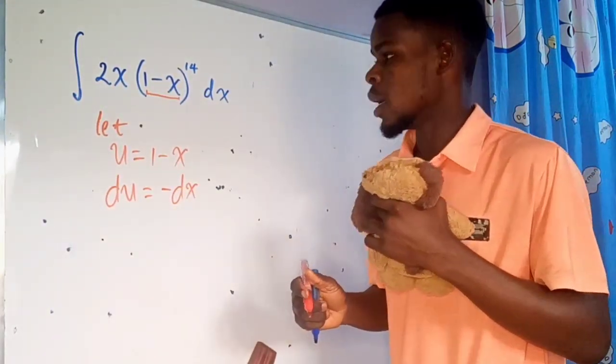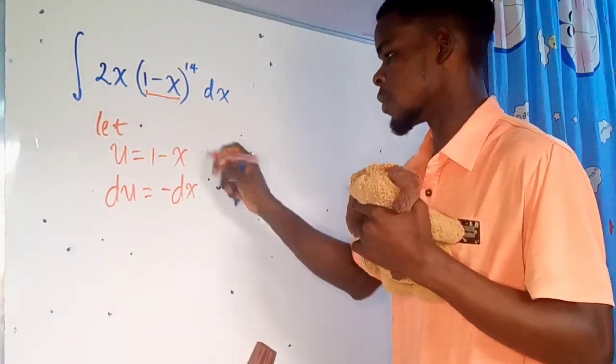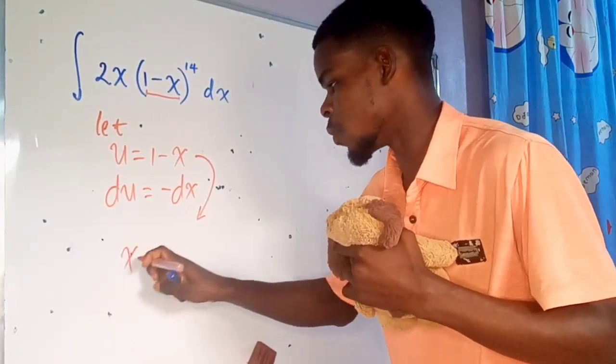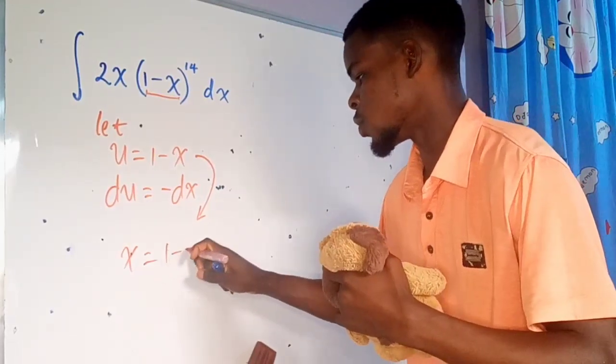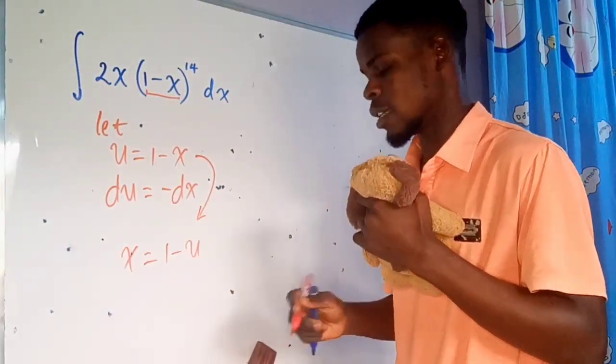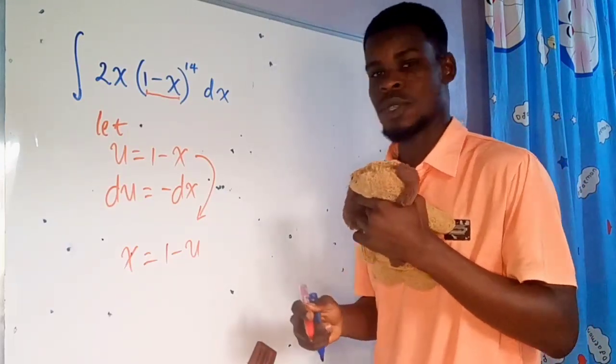Okay, great. And from this fact, this tells us that x will become 1 minus u. That is, since u is 1 minus x, then x is going to be 1 minus u, just by making x subject of formula.